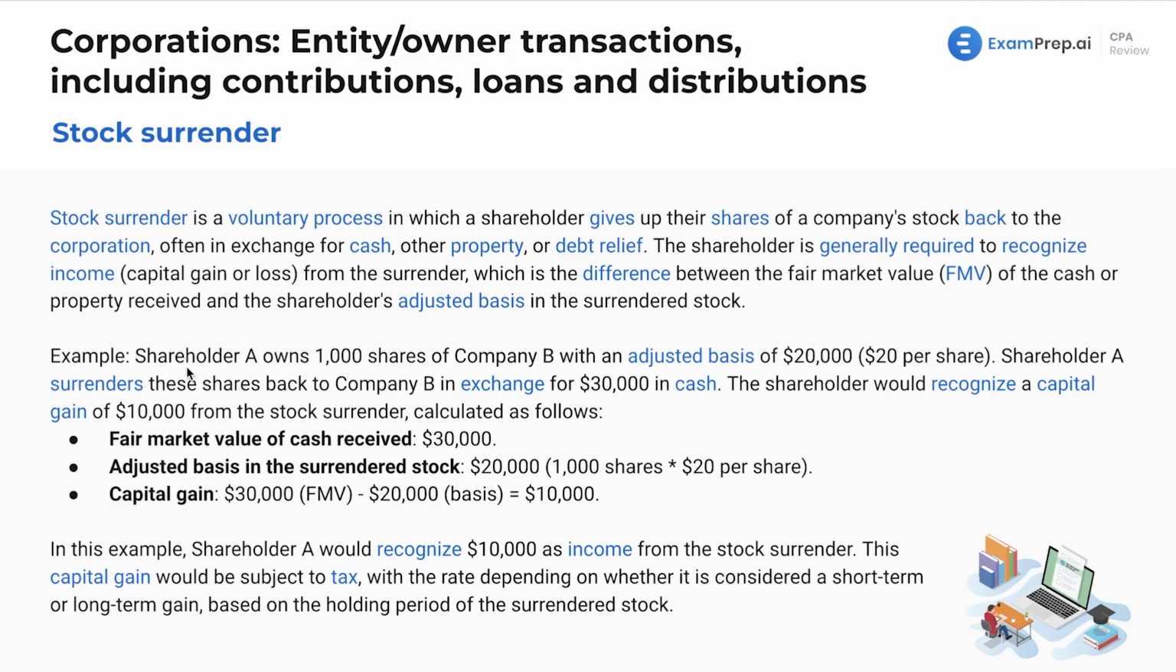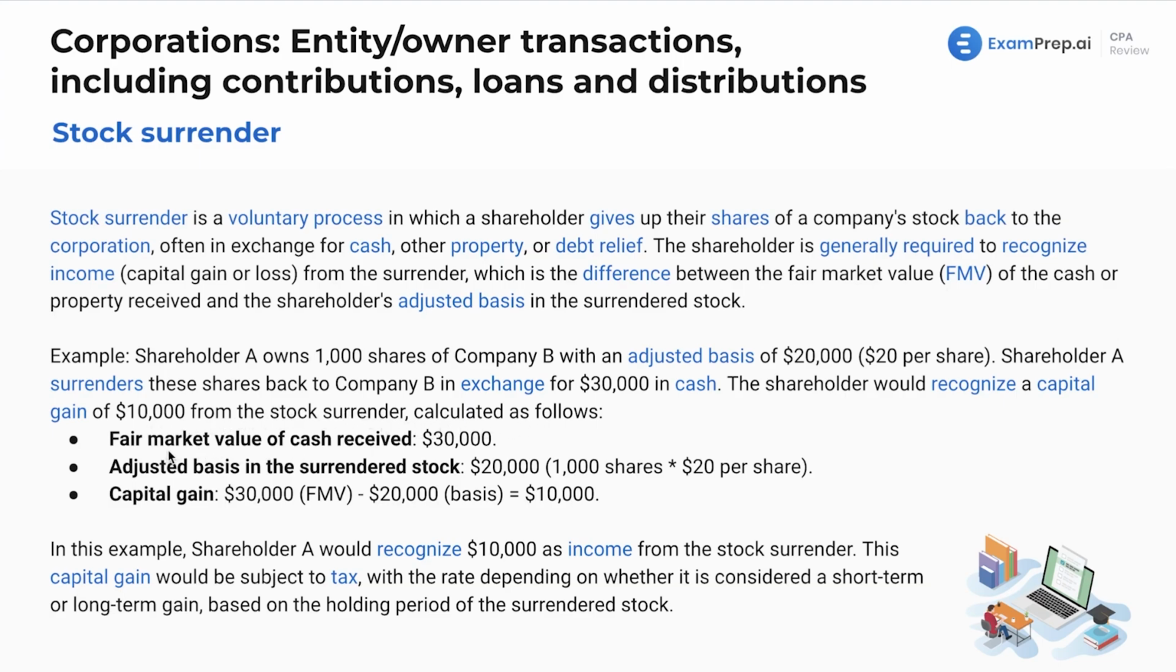Well, we got shareholder A. Shareholder A owns 1,000 shares of company B with an adjusted basis of $20,000. That's $20 per share. Shareholder A surrenders these shares back to company B in exchange for $30,000 in cash. The shareholder would recognize a capital gain of $10,000 from the stock surrender, calculated as follows.